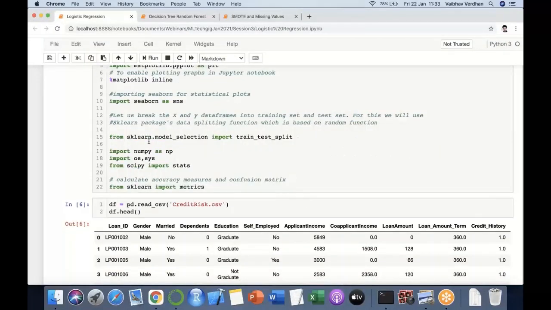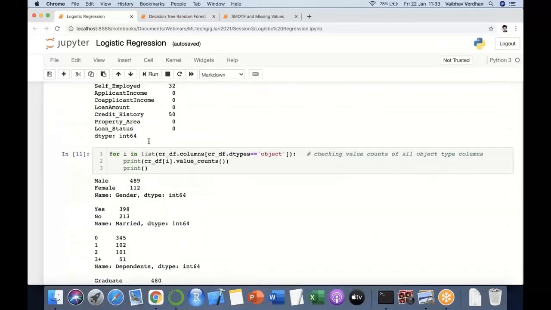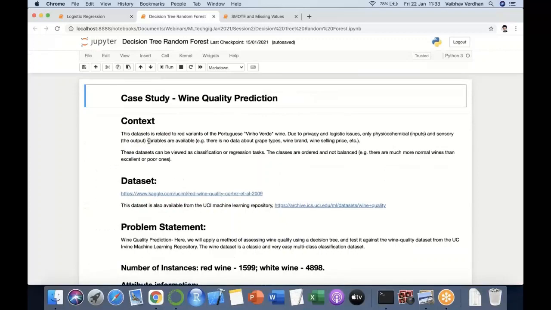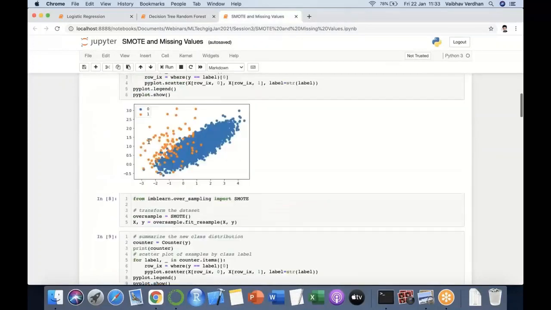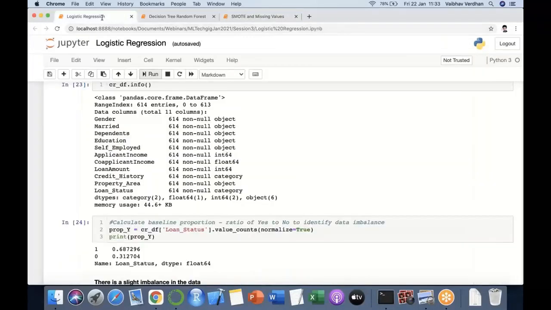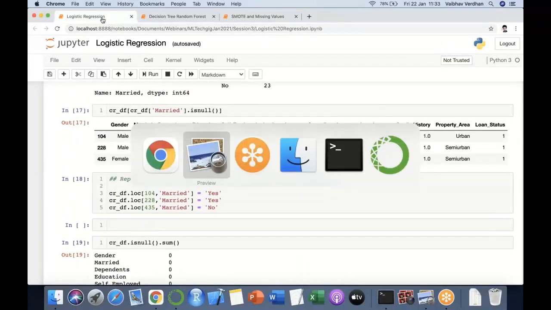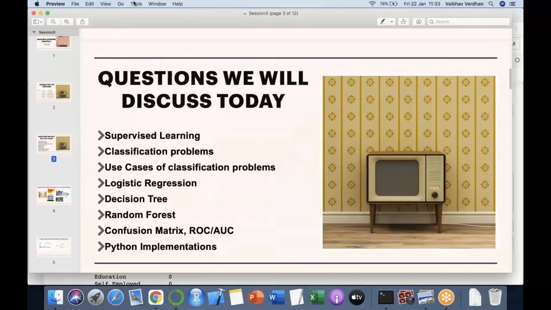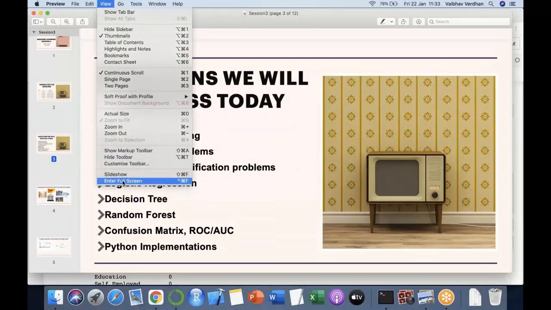I have 3 Python notebooks over here, and all these notebooks I'll again upload to the GitHub link. Okay, so let's start with today's work.